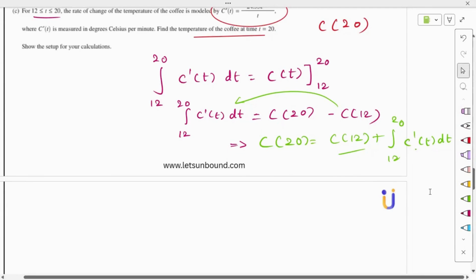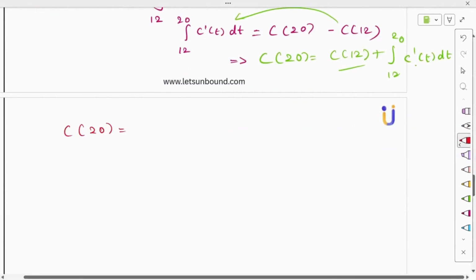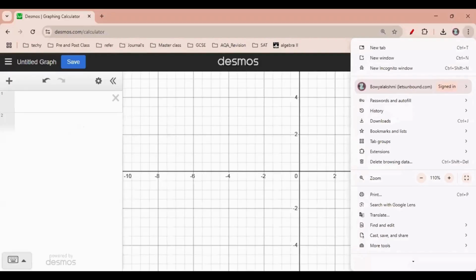So we're going to continue this here. C(20) equals, what is C(12)? 55 plus the integral from 12 to 20 of C'(t) dt. This I'm going to do with Desmos. Let me share the Desmos screen with you. Okay, how can we do it with Desmos?